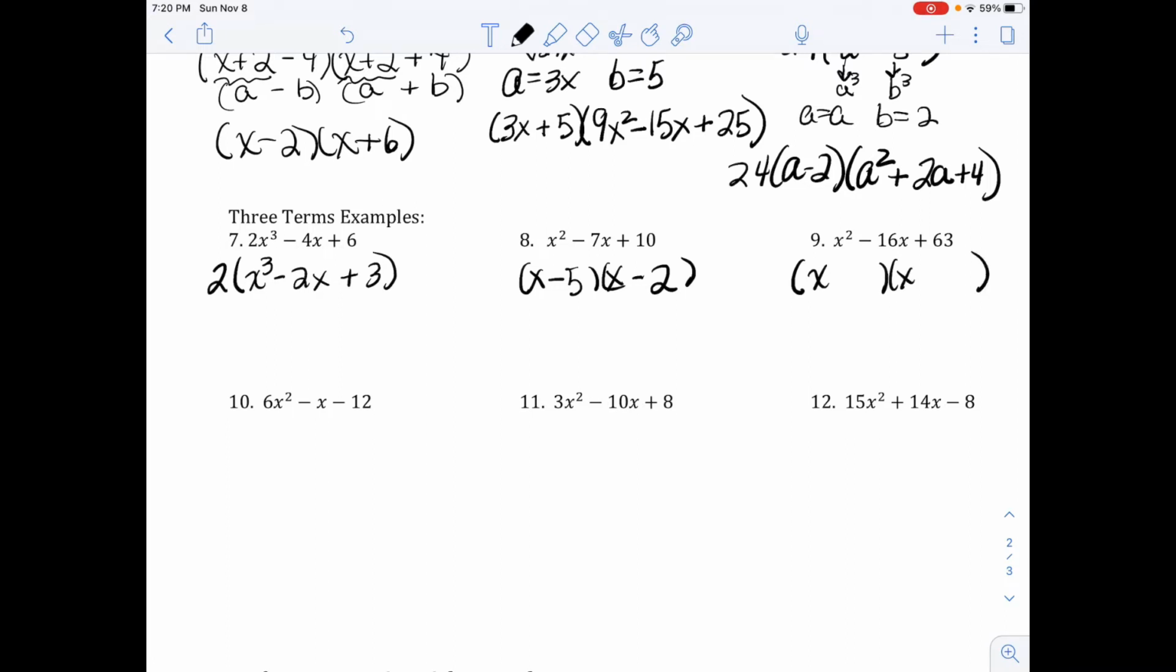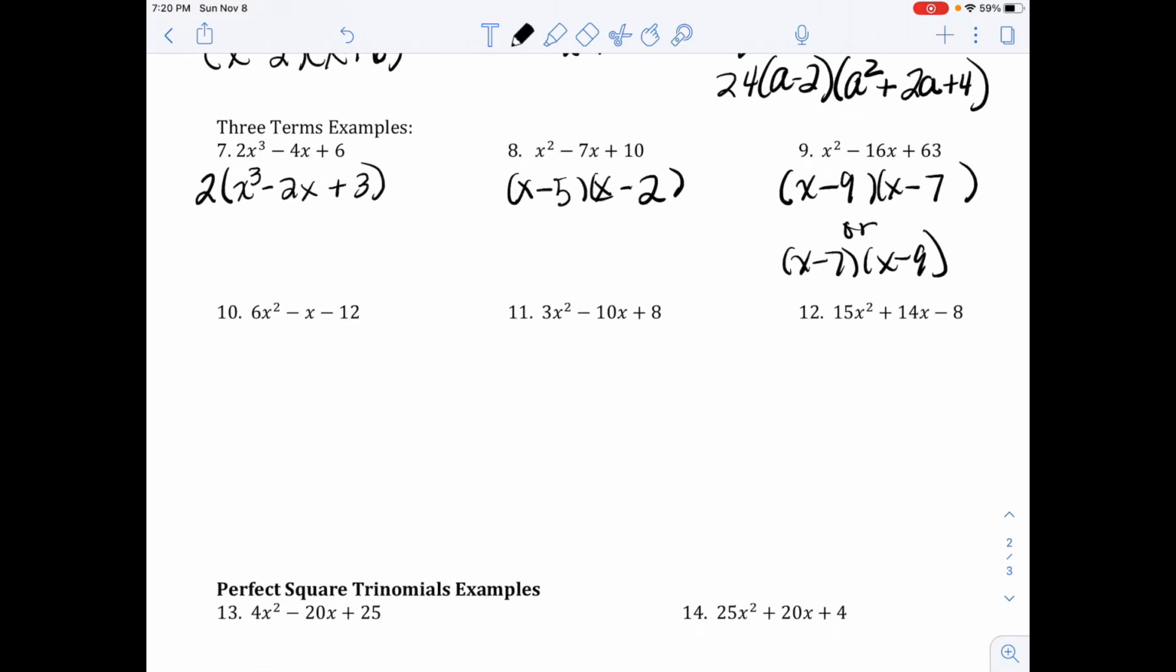So two numbers that multiply to be 63 and add to negative 16. So that's going to be minus 9 and minus 7. And you can also write it, of course, (x - 7)(x - 9).